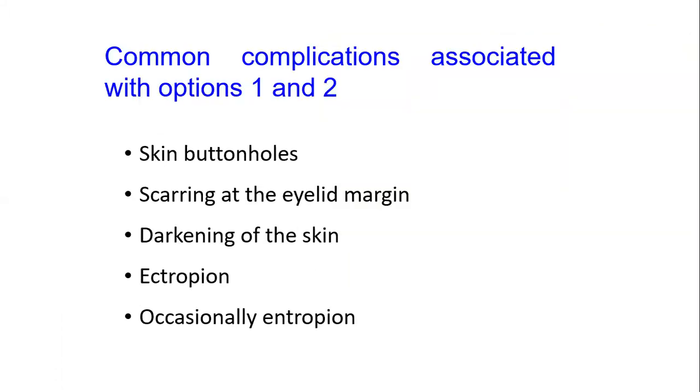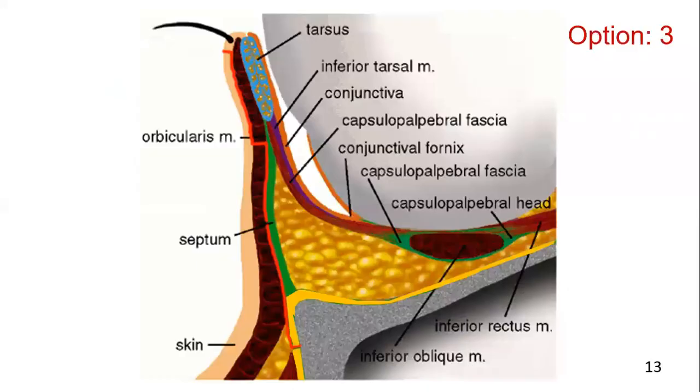So the complications associated with option 1 and 2 are skin buttonholes, scarring at the lower eyelid margin, darkening of the skin, ectropion, and occasionally entropion. Therefore, option 1 and 2 are not recommended. The third technique, in which the layered dissection is used, avoids the disadvantages of the others. As we discussed, the main advantage of the step incision through skin and muscle is that pretarsal fibers of orbicularis oculi can be kept attached to the tarsal plate.